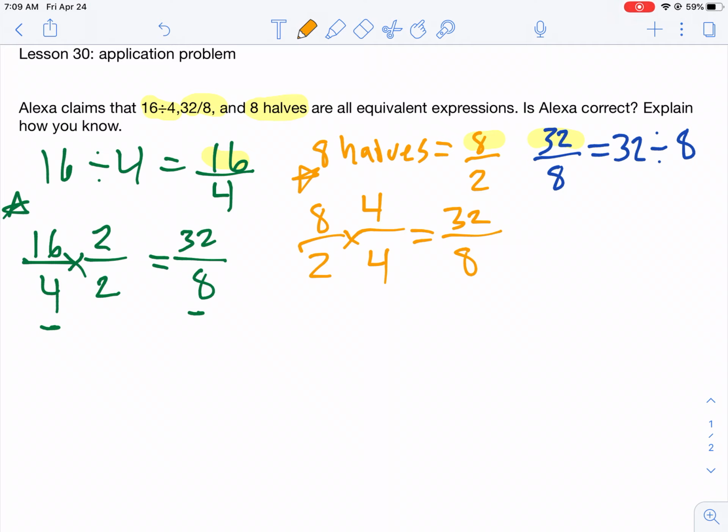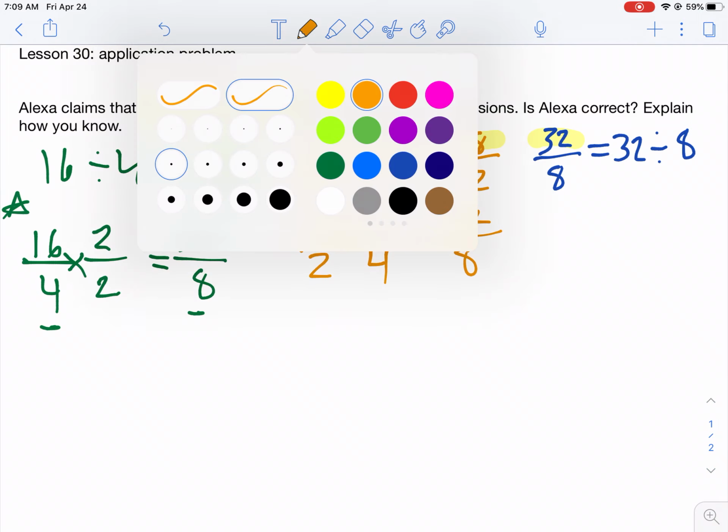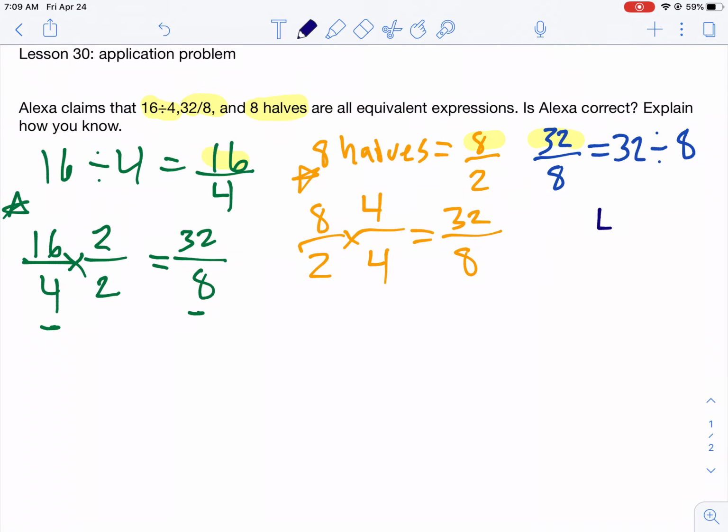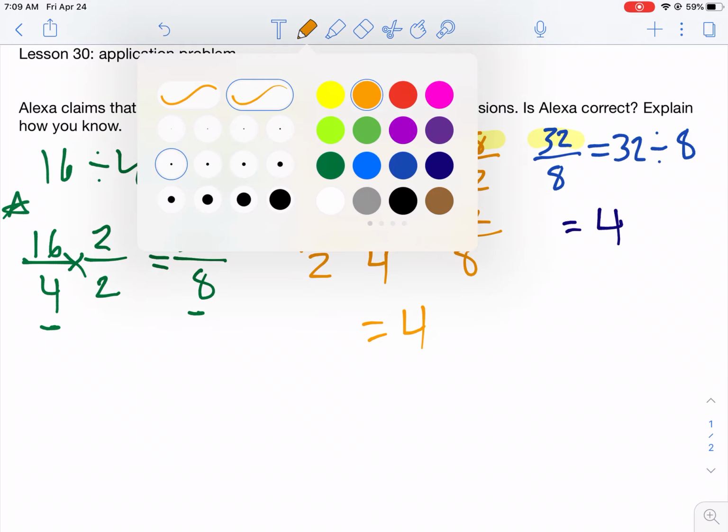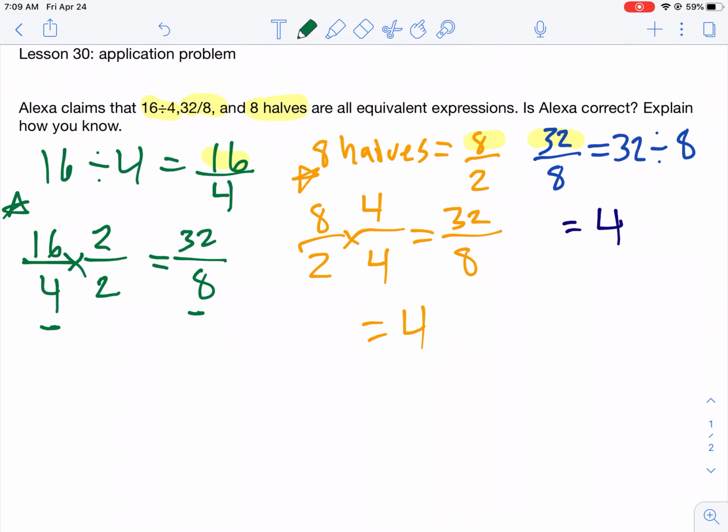Okay, and do we have to do anything to this expression? We don't, but we can. 8 goes into 32 how many times? Oh, let me erase that. Make it blue. 8 goes into 32 4 times, so the answer is 4. Okay, the answer here, 8 goes into 32 4 times. And the answer over here, 8 goes into 32 4 times.